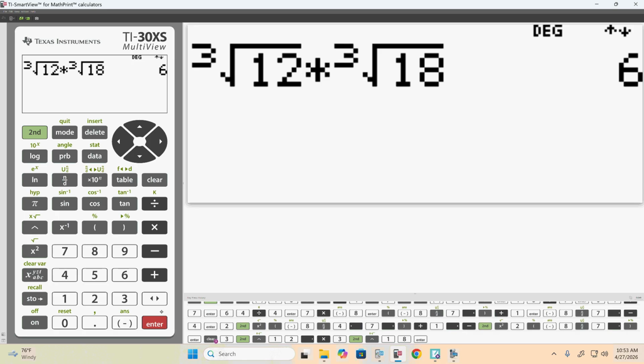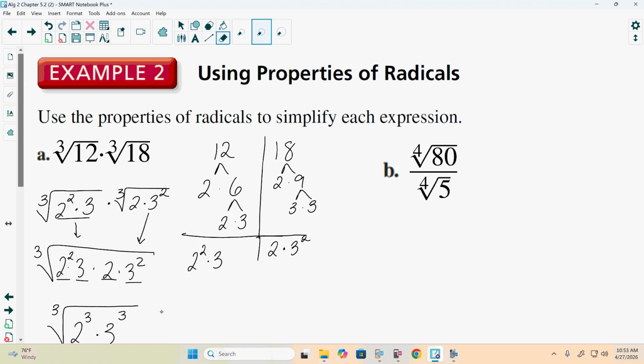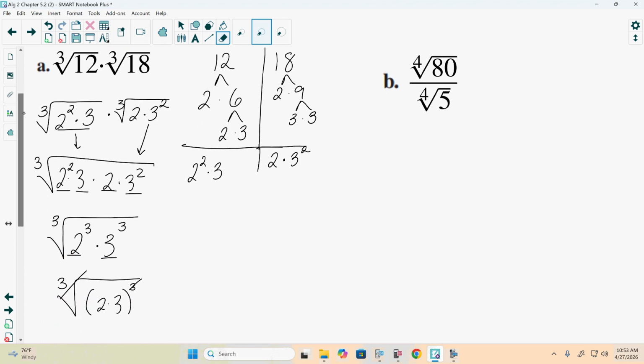Since we got an integer answer, that means the calculator can do it nicely. Any other questions on A before we look at B?